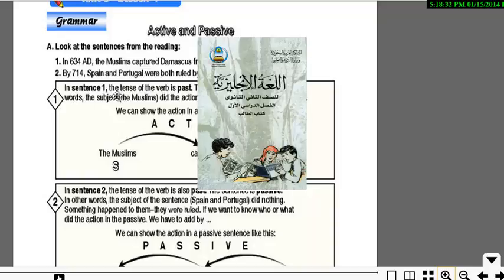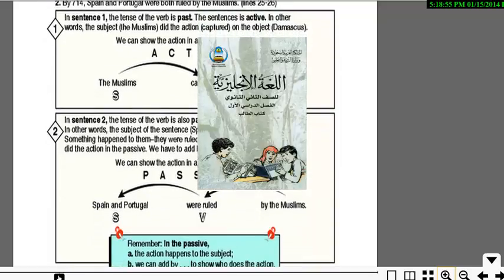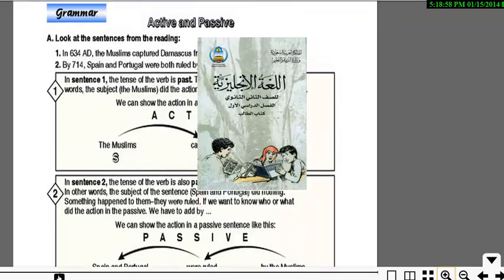In sentence 1, the tense of the verb is past. The sentence is active. In other words, the subject, the Muslims, did the action captured on the object Damascus. So we can show the action in an active sentence like this. The Muslims are the subject, acted upon, captured, Damascus as the object. So what does that mean? Okay, so we call this active. It's just a simple, normal sentence.